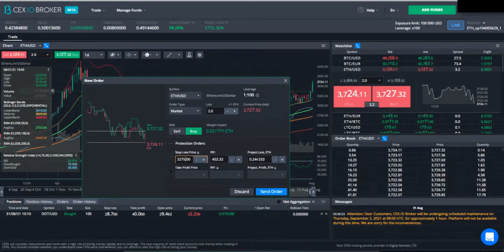Now it tells me that if I take this as my stop loss and Ethereum actually goes back down there, I could lose 0.24 Ethereum. Notice in my account I have 0.42 Ethereum. So that is over 50% of my account that will be liquidated if Ethereum goes down to this level. So you need to ask yourself the question, is it worth that type of risk?